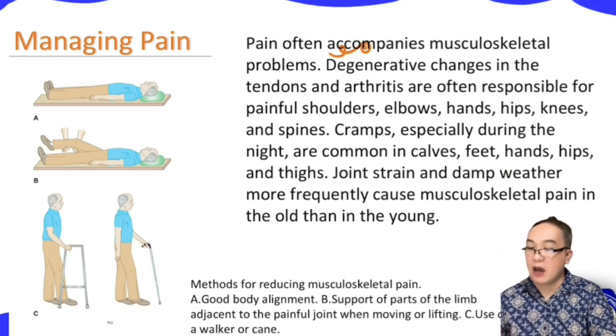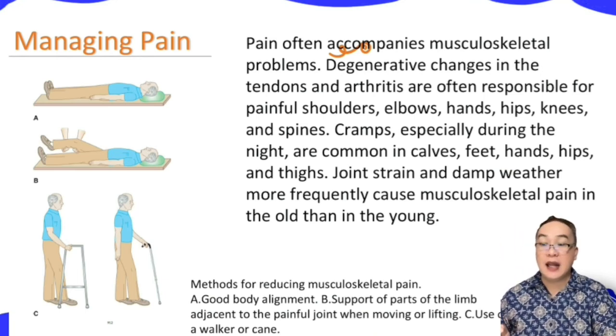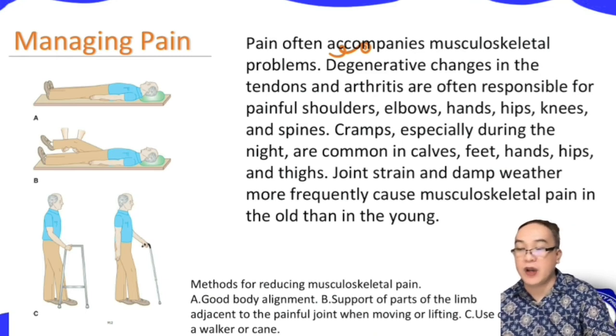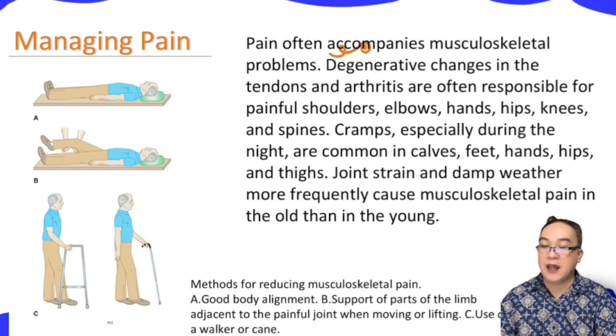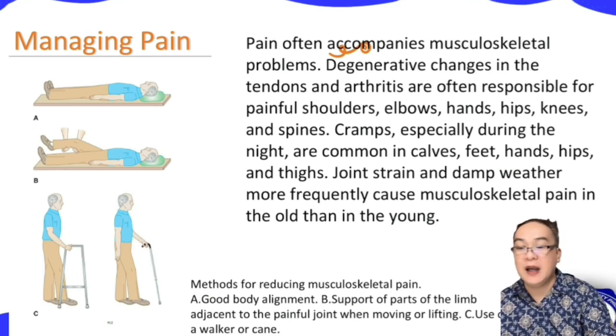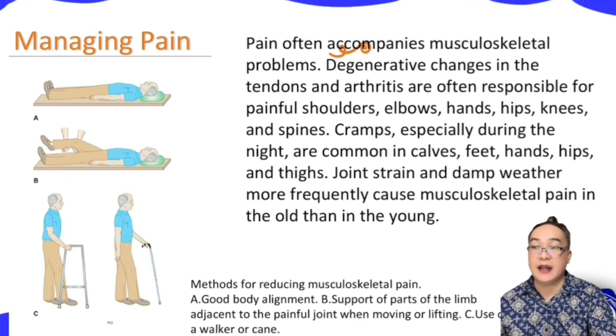Letter A, good body alignment. Letter B, we need to support the parts of the limb adjacent to the painful joint when moving or lifting. And letter C, another possibility is the use of a cane or a walker.